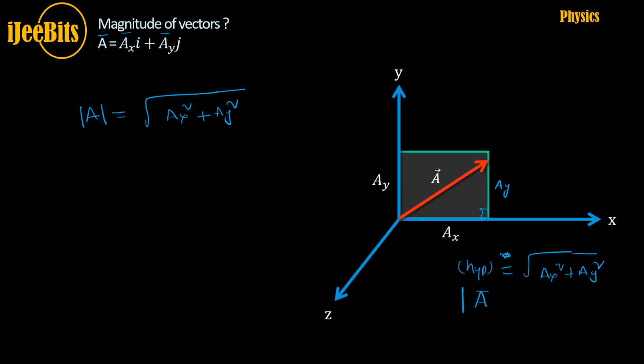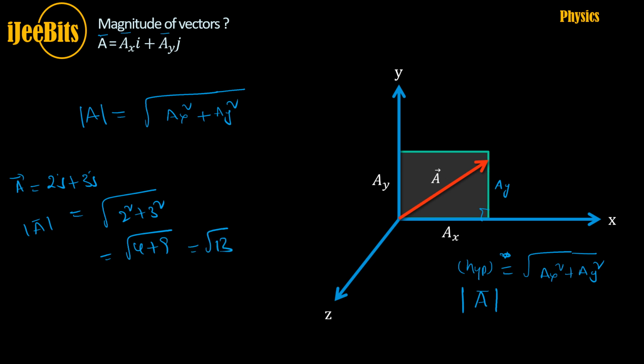Clear? So we will be using this in problems. Let's say I have 2i plus 3j. This is vector a. Someone asks you to calculate the magnitude of the vector. How do you calculate? Square root of 2 square plus 3 square. How much? 4 plus 9. So root 13. Clear? You can extend the same principle for 3-dimensional as well.